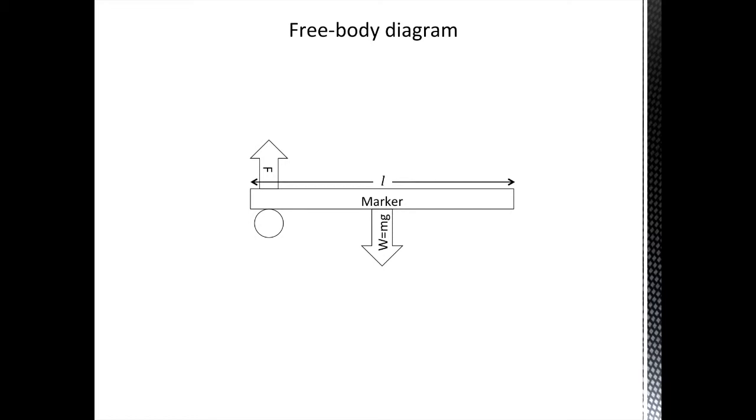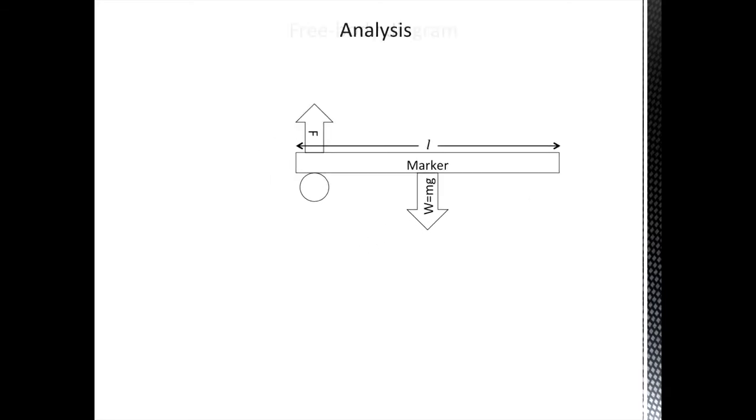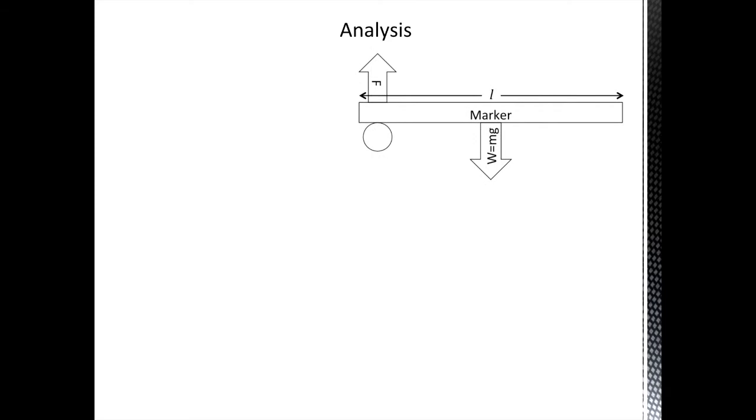This free body diagram shows the forces acting on the marker directly when it comes into contact with the magnet. The magnet is shown by the circle in the lower left corner of the diagram. The marker, which has a length of L, has a force exerted on it by the magnet at the left-hand side, which is shown by the letter F. In addition, it has the force of gravity, shown here by weight, or mg, acting on the center of mass of the marker. Based on this, we were able to construct our analysis explaining exactly how the change in angular velocity occurred.